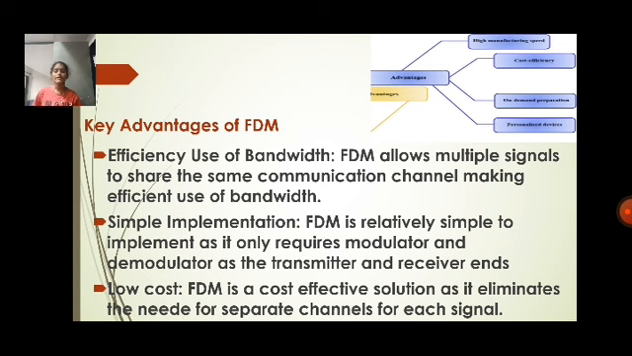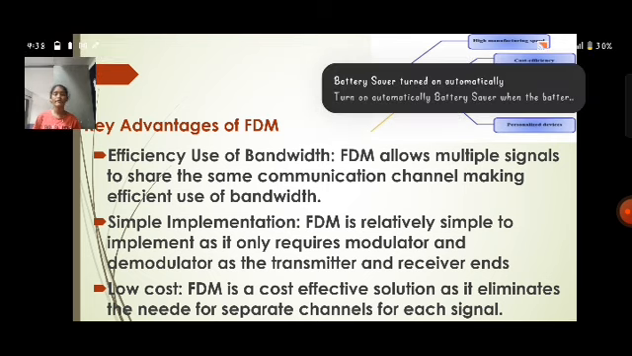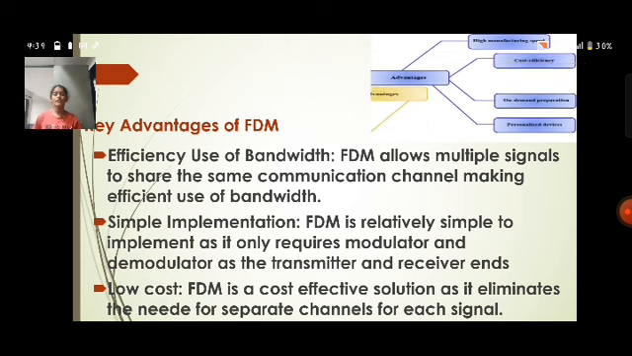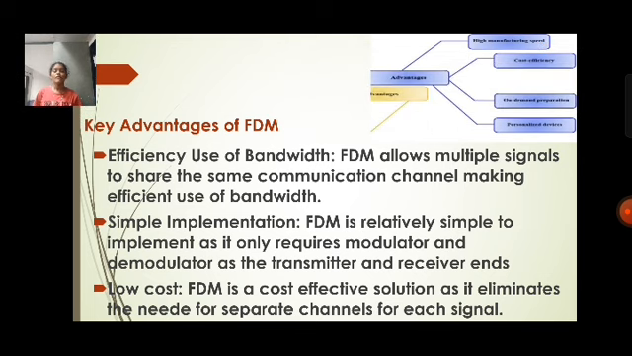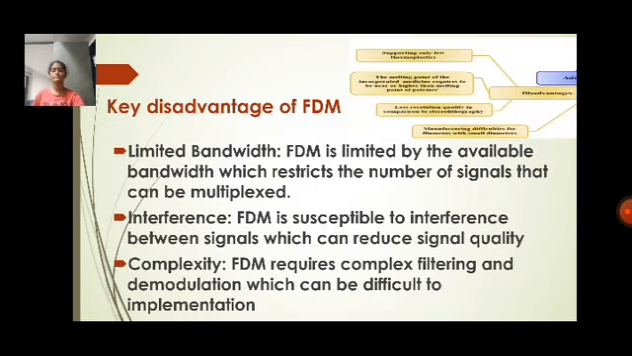And second advantage is the simple implementation. FDM is relatively simple to implement as it only requires a modulator and demodulator at the transmitter and receiver ends. And third advantage is the low cost. FDM is a cost effective solution as it eliminates the need for separate channels for each signal.